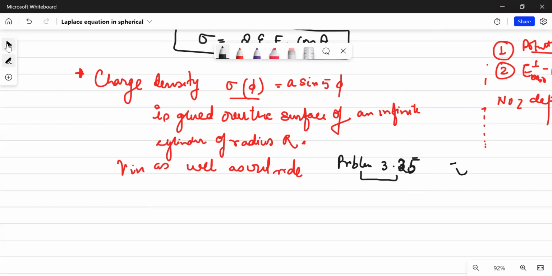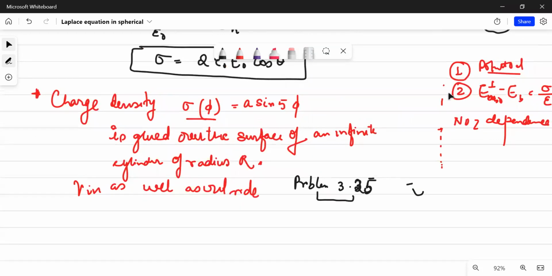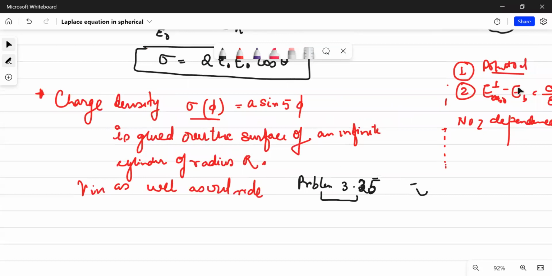The only two things I have given you, these two are the conditions that you need to keep in mind. Also, you need to keep in mind that the solution which contains the log term is no longer going to be your solution.